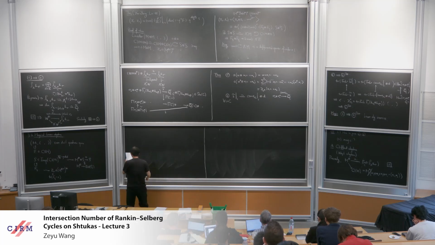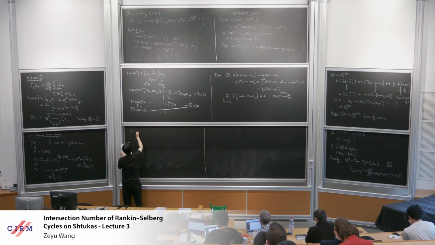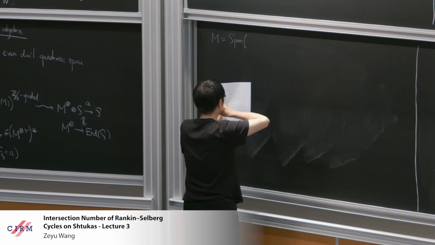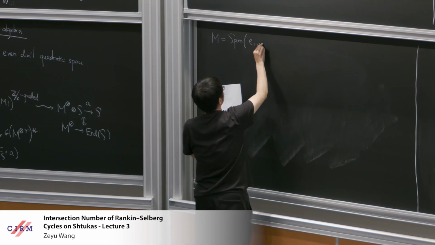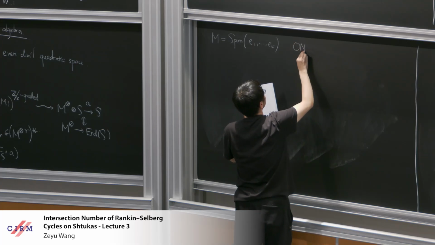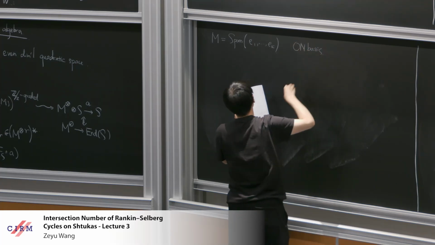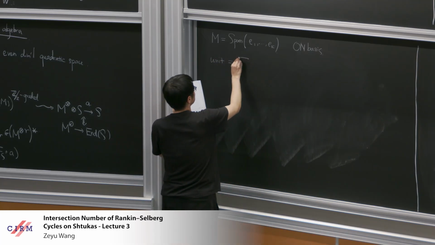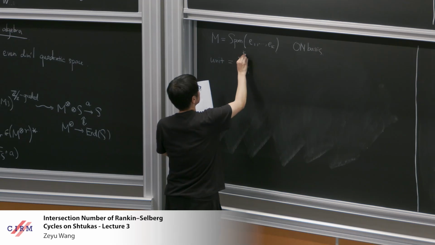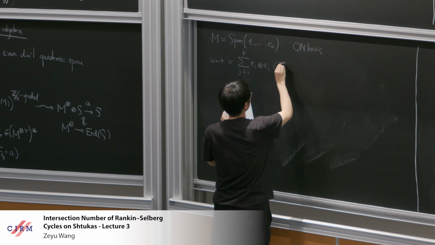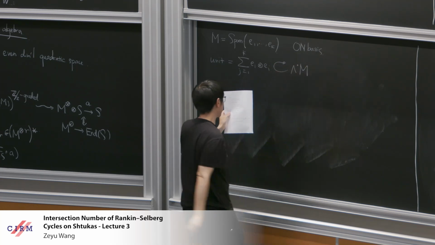Okay, so now I'm going to do the only explicit computation in my talk. Now I choose the orthonormal basis of M, and you see what this unit is? The unit is the sum of e_i tensor e_i, and I want to compute its action on this exterior power.